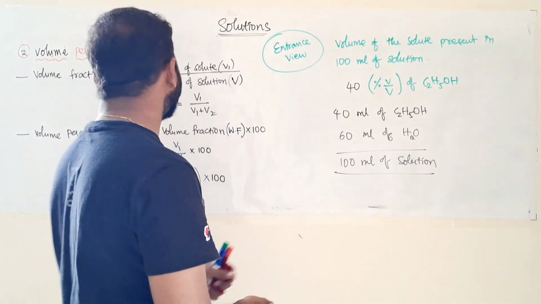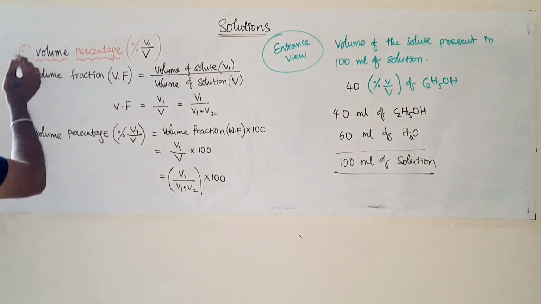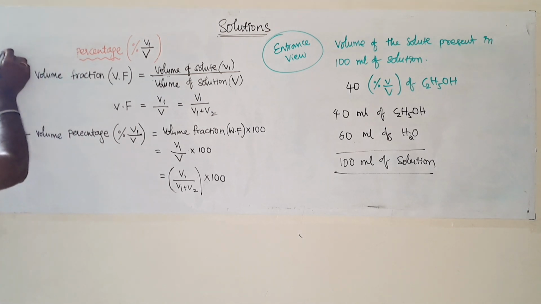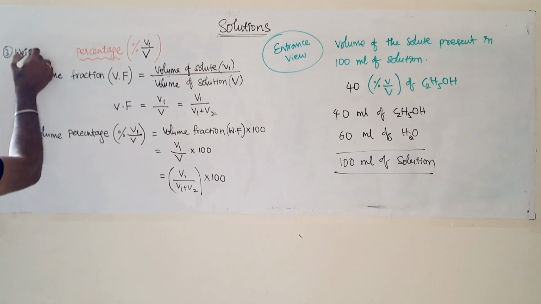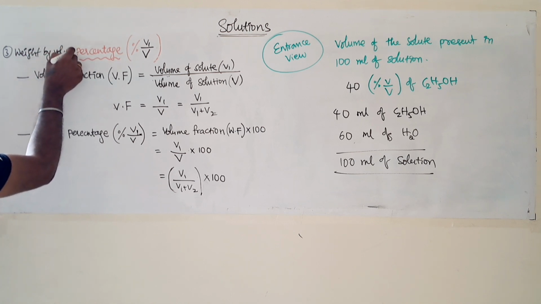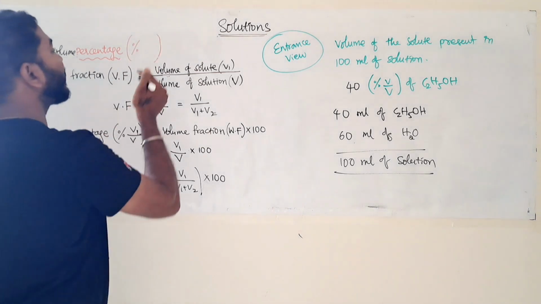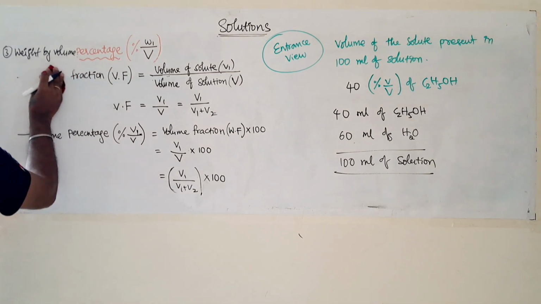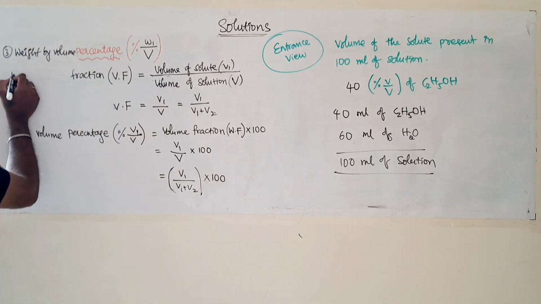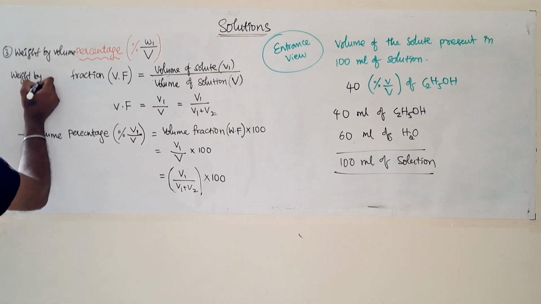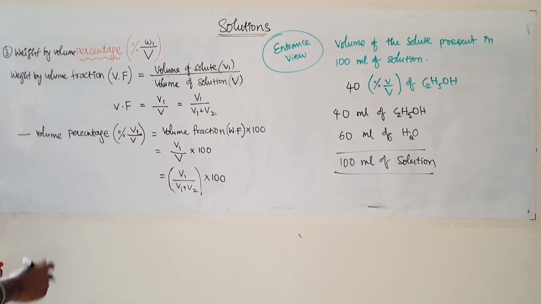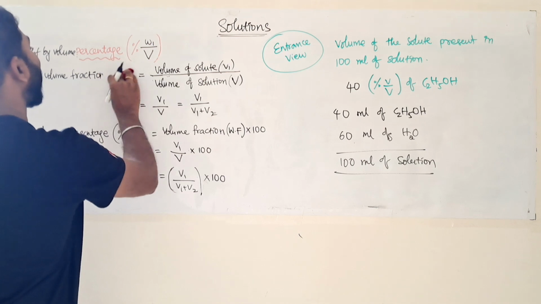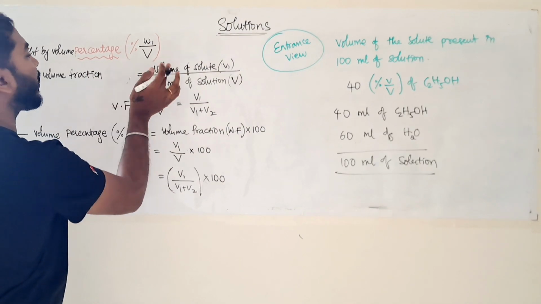Same, let me go with respect to the third one, that is weight by volume percentage. Very important. I am going to make some small changes here. Now, before we start talking about weight by volume percentage, we need to understand weight by volume fraction. So weight by volume fraction, the W by V fraction. This is just the representation we are making for our convenience, that's it.